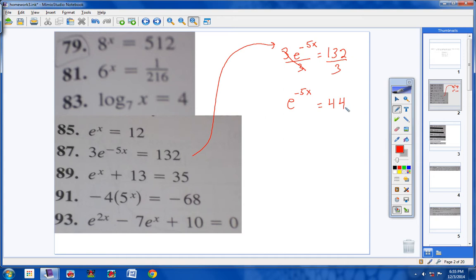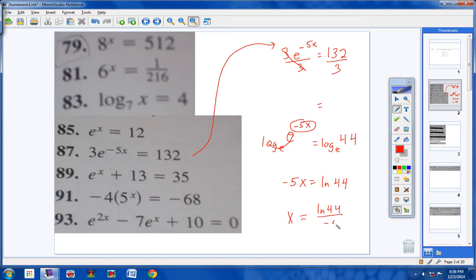Now here's what we do. The base of my unknown is e. So I'm going to take log base e of both sides. So we'll bring this down here. Bring this down over here. And now look on the left side, guys. Whenever your base matches your base, this is all gone and you're left with the exponent. So negative 5x equals, don't forget that log base e is natural log. Now divide both sides by negative 5. And x equals the natural log of 44 divided by negative 5.